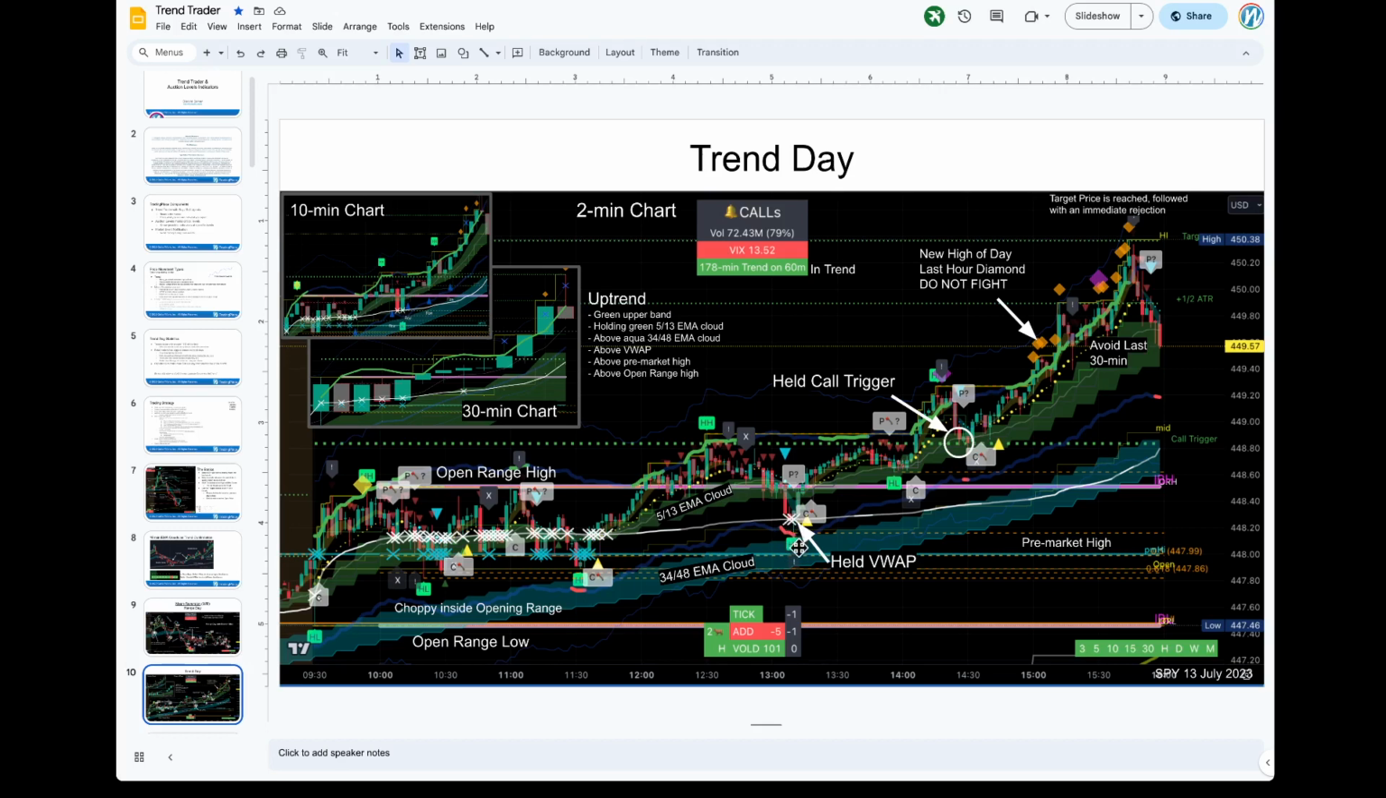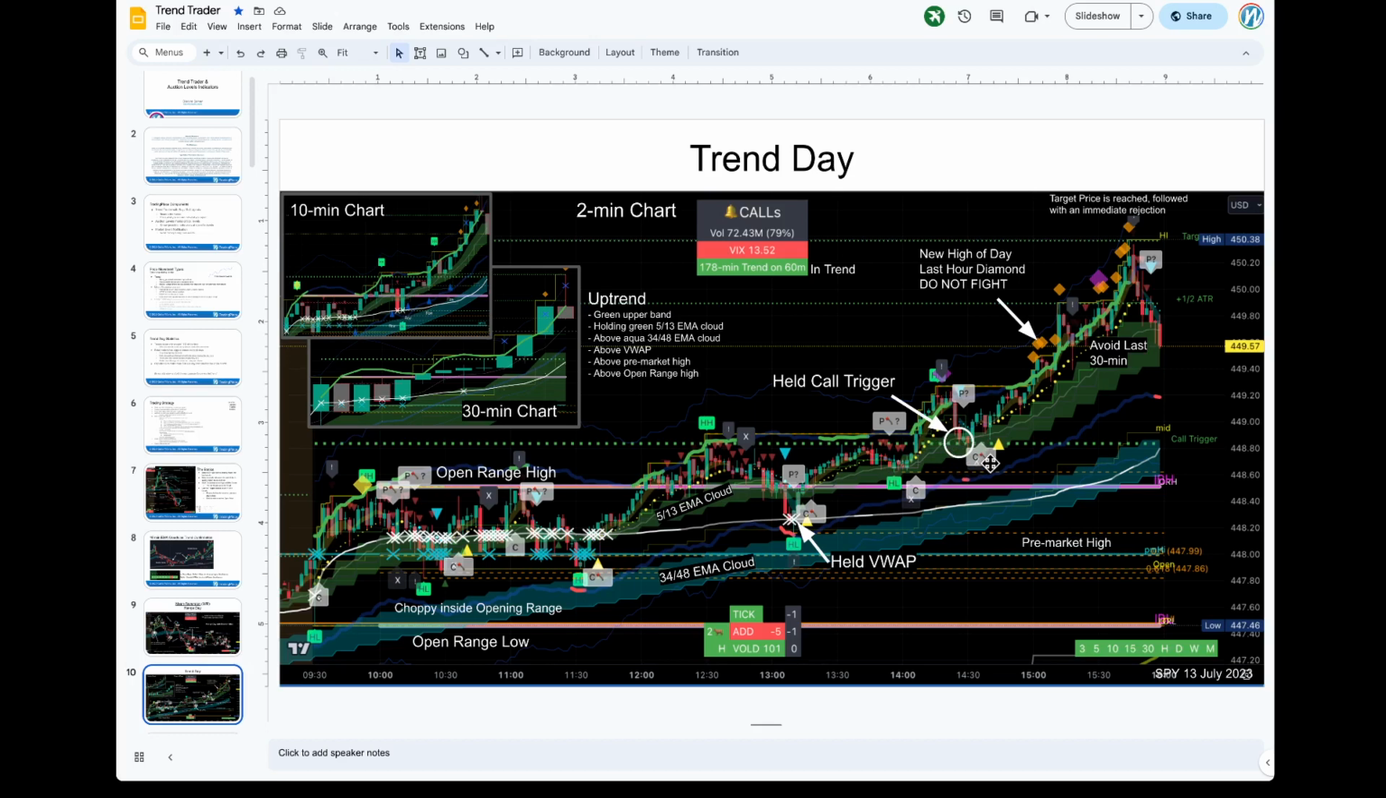You can see this pullback where it hits the VWAP and it holds it, and then you get a yellow triangle. I mean, this is a great spot. Obviously, in retrospect, it's much easier to see. But here's another pullback. For the brave people, you can get in over here. For the people that are more conservative, this is the spot to get in, because again, you're above everything. You're holding the EMA clouds, and here's your call signal. Another great spot to get in.